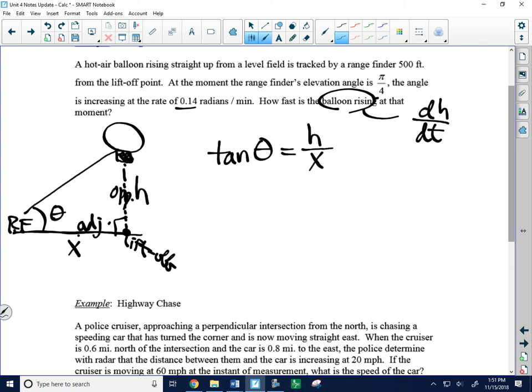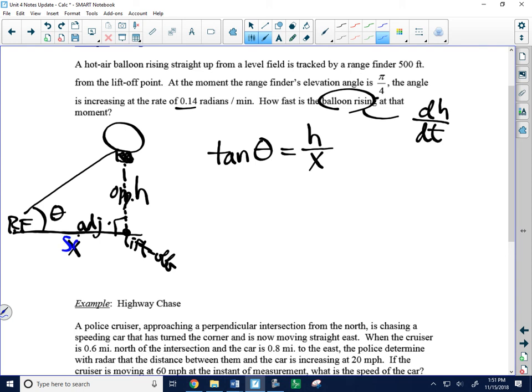So again, step 1 was draw a picture. Step 2 was write an equation. That's the equation. Step 3 is differentiate implicitly, and then plug in values. Okay, let's make this one easier for ourselves. We could just differentiate and then plug things in.